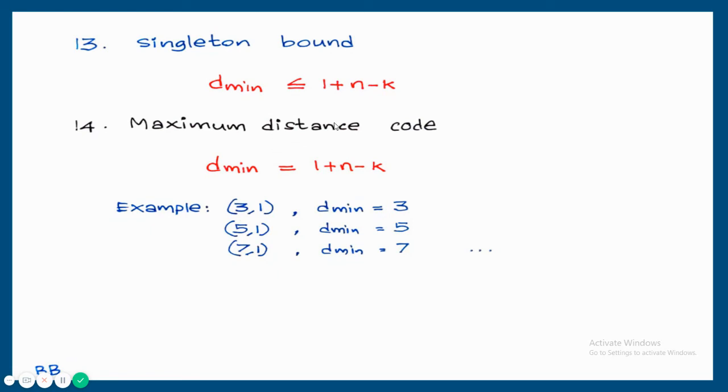So I am showing here 3 examples. 3, 1 with D minimum equal to 3. 5, 1 with D minimum equal to 5. 7, 1 with D minimum equal to 7. Maybe the next is 9, 1 with D minimum equal to 9, etc. All these are maximum distance codes. And all these codes satisfy this condition: D minimum is equal to 1 plus the number of parity bits.